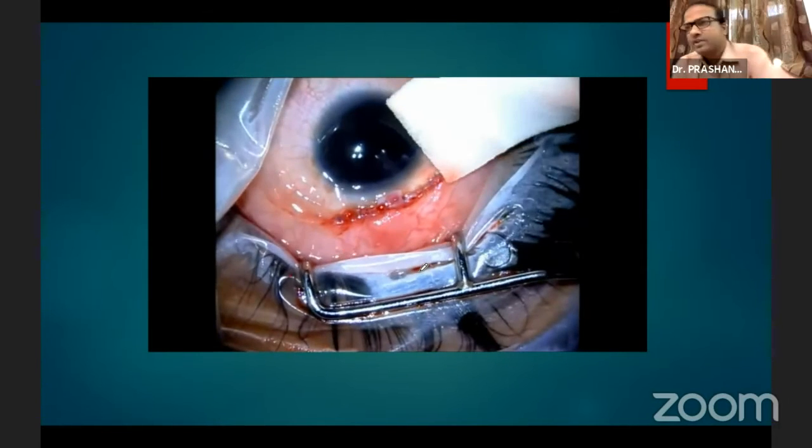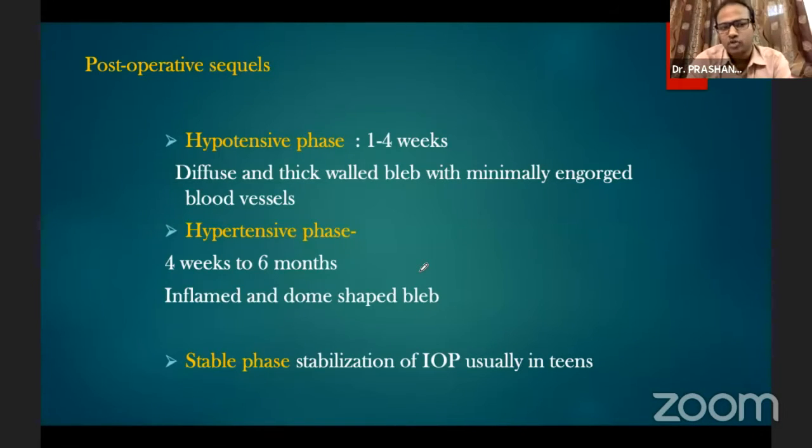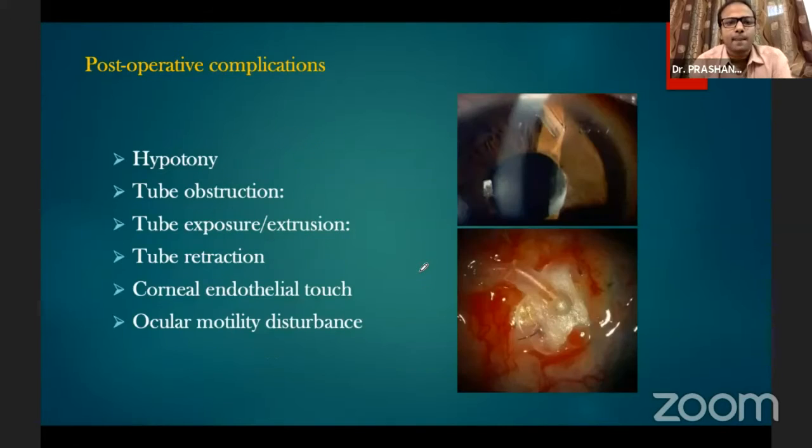After you are done with the surgery, you have a post-op period in which an implant initially has a hypotensive phase for a period of 1 month, where you have a diffuse thick-walled bleb. The pressure will be low. But after 1 month or so, the pressure will increase again because of formation of the fibrous capsule. So there will be a little inflammation, and the bleb will appear a little dome shaped. Once this phase passes off, you enter a stable phase where IOP is usually in the lower teens.